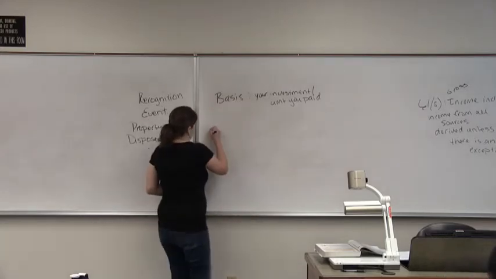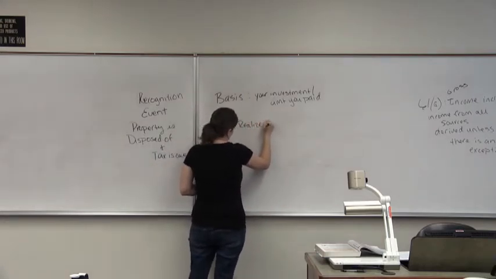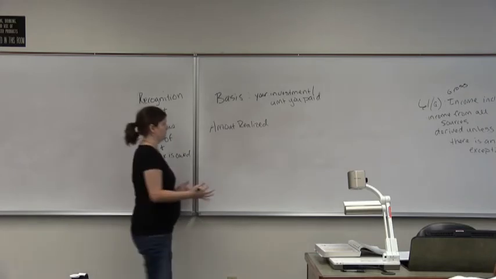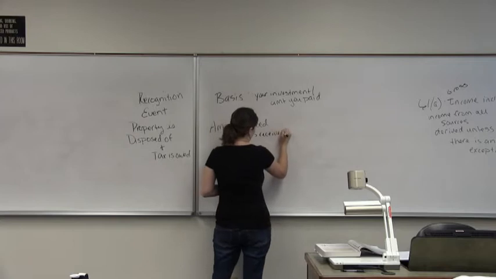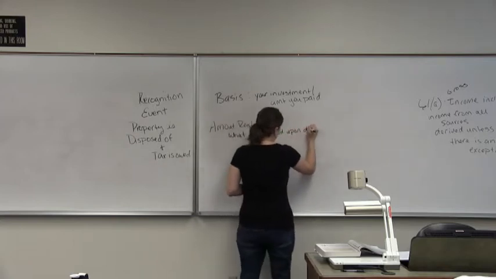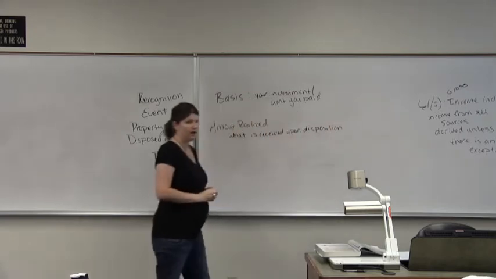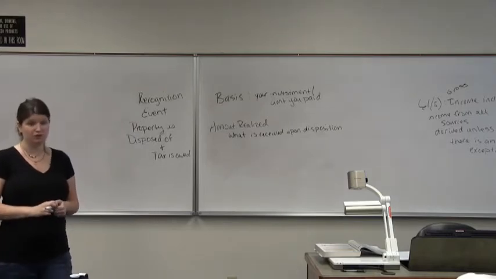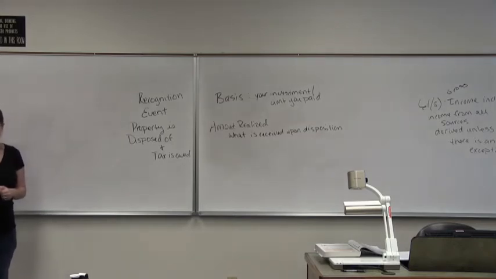Okay? The next term is amount realized. The amount realized is basically what you receive for it when it's disposed of. What is received upon disposition. Note that that word, disposition, does not just mean selling. Okay? It could mean trading it. Could mean contributing it to a corporation. We are talking about any time a property is changing hands, not necessarily just selling it.